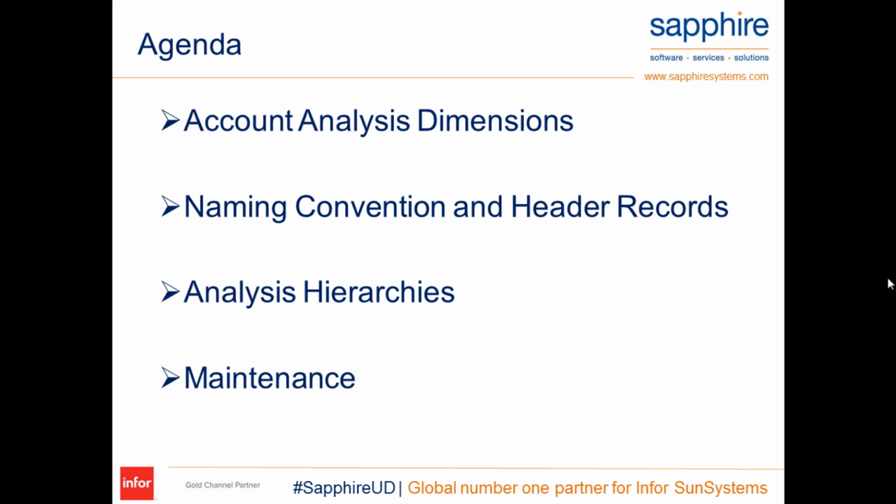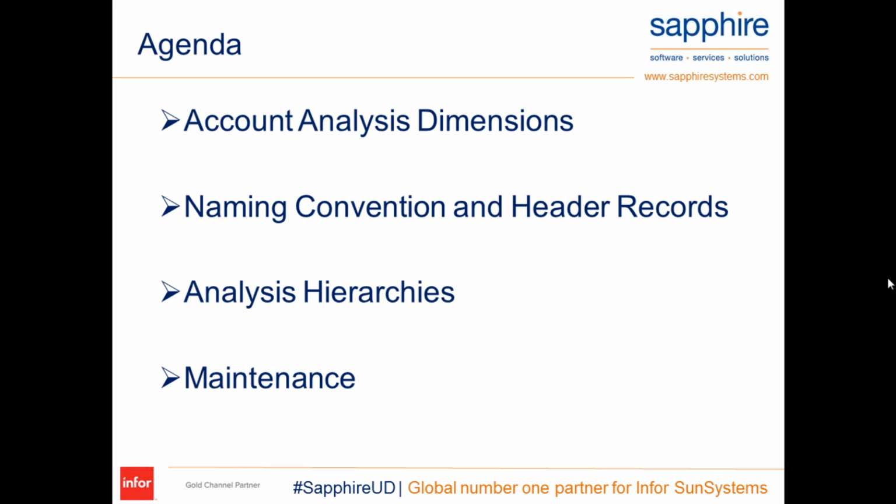We'll be going through a few rules that you can use in terms of naming conventions and header records. This is the way you create the account codes. How do you structure your chart of accounts in your system? What are the types of things you can do with the account codes to add some meaning to them?